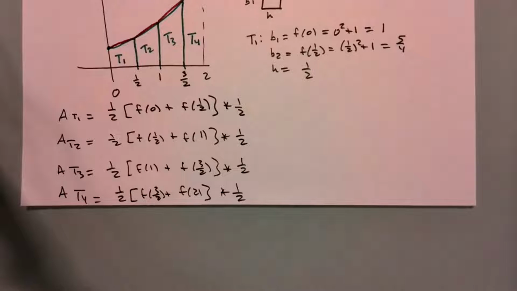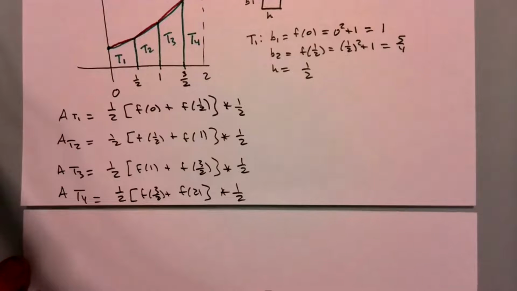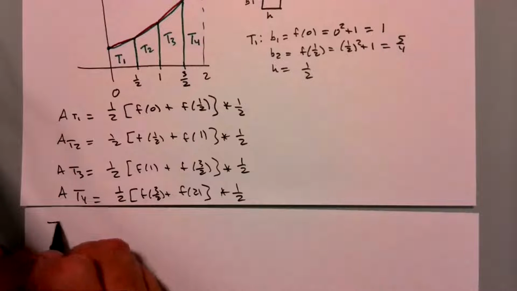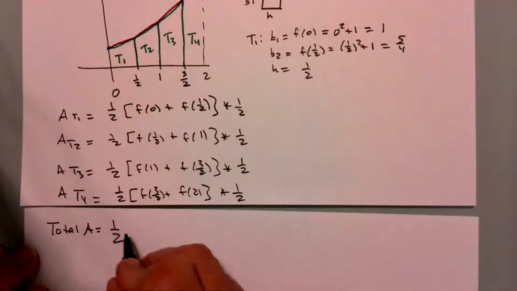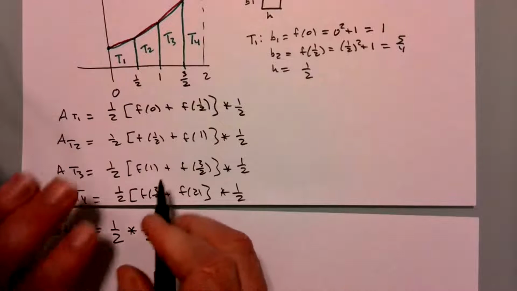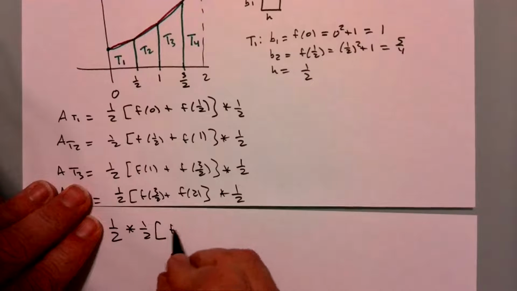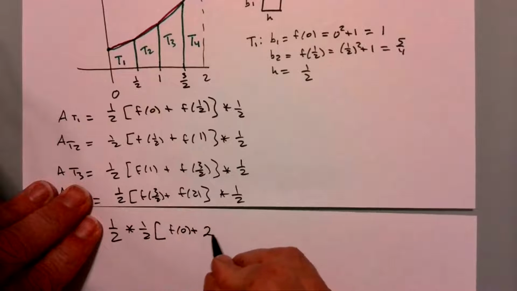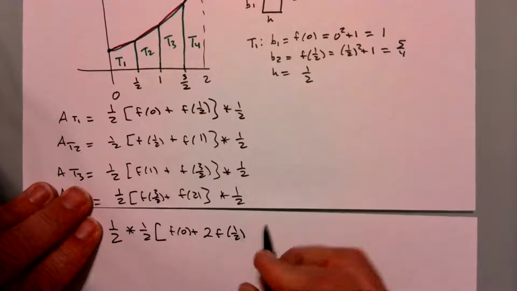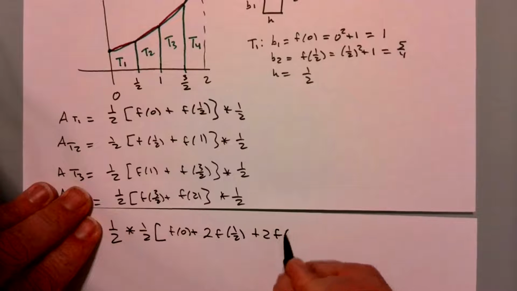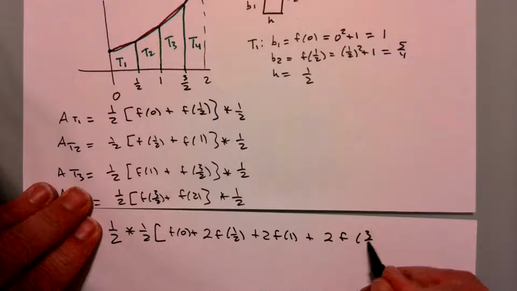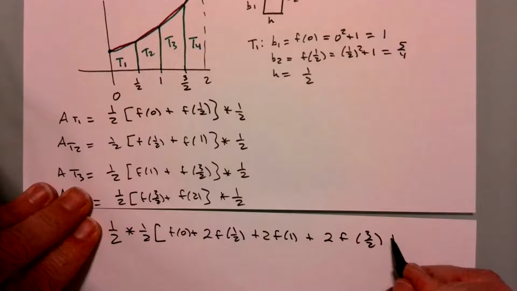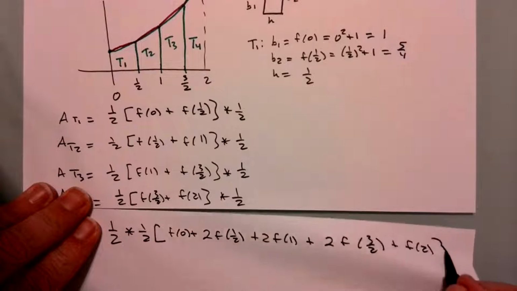So what are we going to say? The total area is approximately what? Total area is 1 half here times 1 half there, then add all this stuff up. F of 0 is there once, plus f of a half is there twice, 2 times f of a half, plus f of 1 is there twice, 2 times f of 1, plus f of 3 halves is there twice, 2 times f of 3 halves, plus f of 2 is just there once.